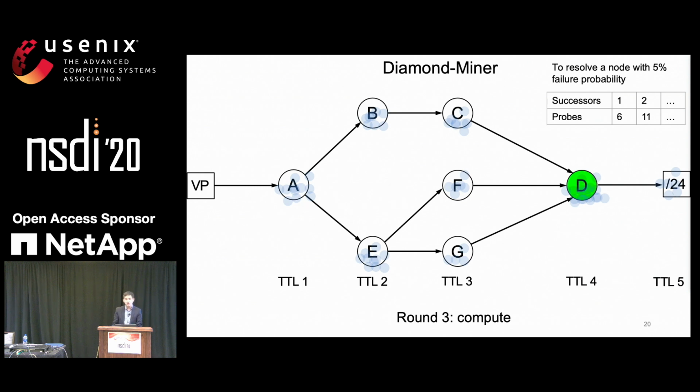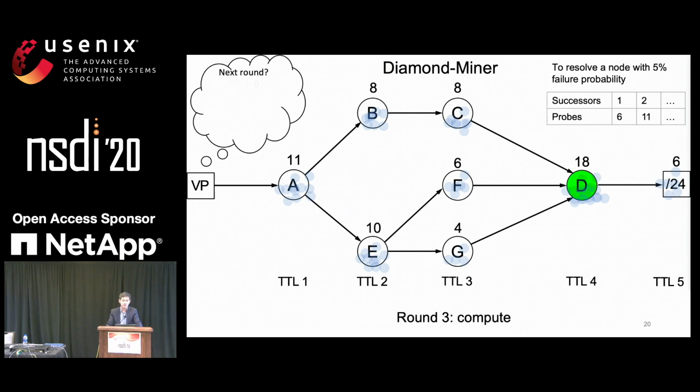Let's see now which nodes have been resolved and which have not. At TTL1, we now have 11 probes that go through A. So we can say that A has been resolved, and we don't need any more probes at TTL1. At TTL2, we see that B has been resolved because it has more than 6 and 1 successor, but E has not been resolved because it has 10 probes and 2 successors, so it needs 11.